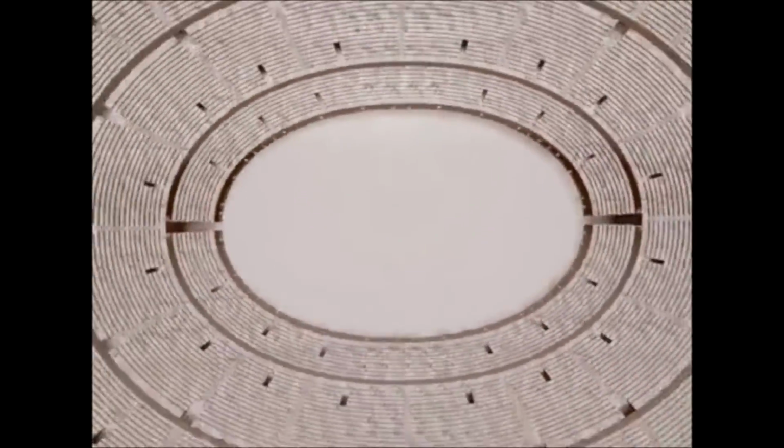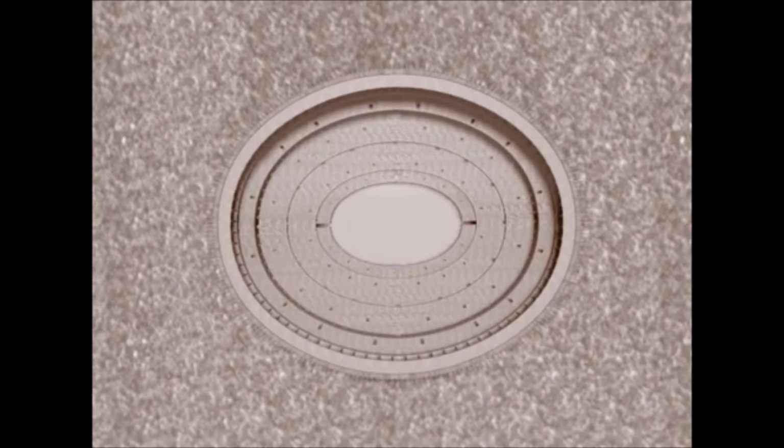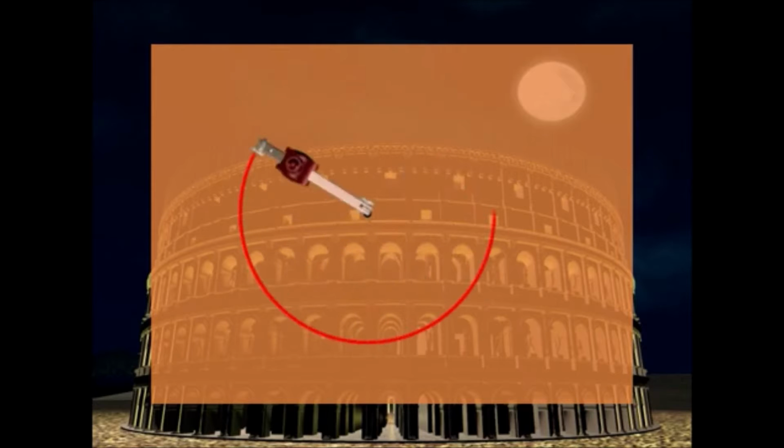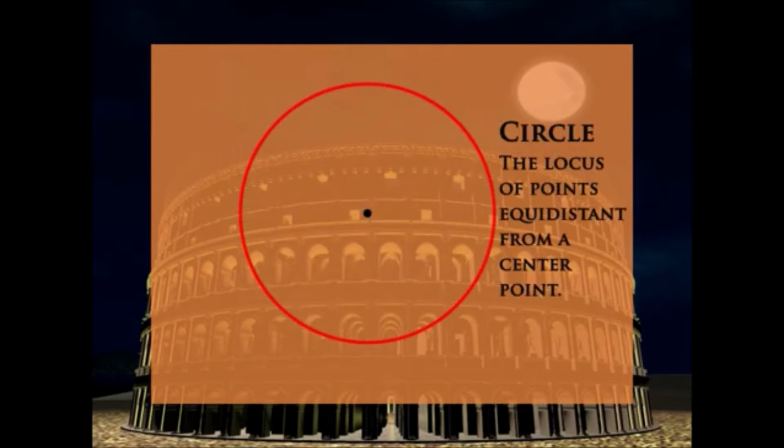How were the Romans able to build such a large elliptical structure? Why not a circular building? As you have seen, constructing a circle is easy. Take a compass, define a center point, and sweep out a circle. A circle is the locus of points equidistant from a center point.